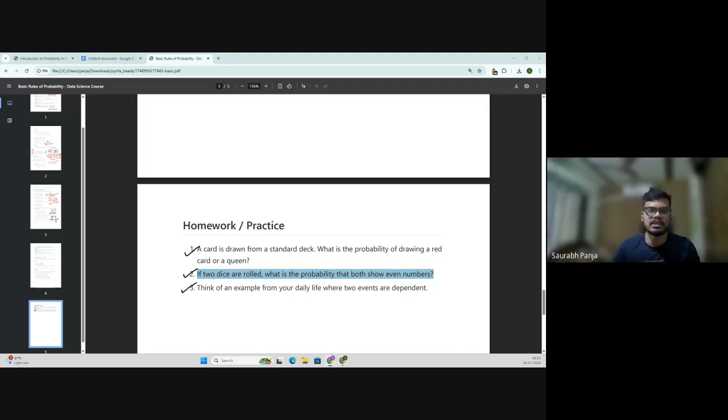Okay. So the approach that we have used is not the most efficient one. There are two different events, and you calculate for each dice. For one dice, the sample space is 6, and it coming even is 3 by 6, that is half. For the other dice, the probability is also 3 by 6. Now, for the probability of both showing even, we do a multiplication. That would be 1 by 4. So that's the probability.